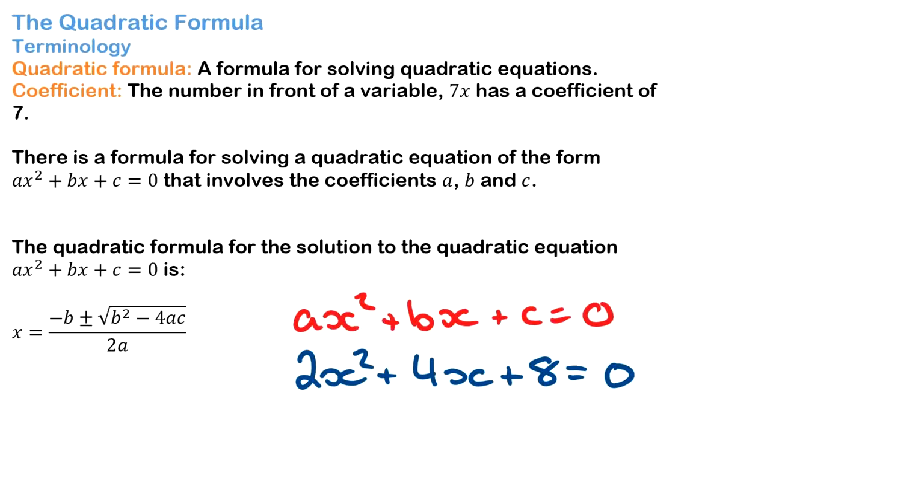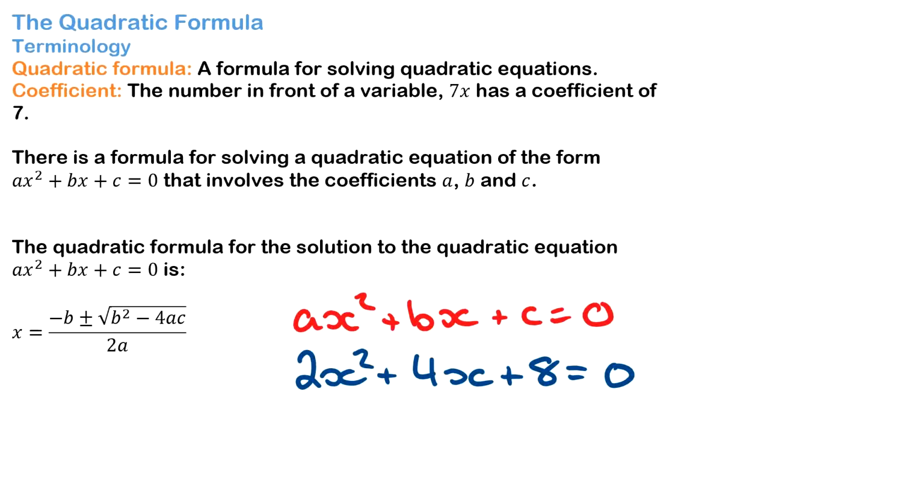In this video, we're looking at the quadratic formula. So the quadratic formula is a formula for solving quadratic equations. And another thing you might need to know is what a coefficient is. Now remember, the number in front of a variable, such as 7x, has a coefficient of 7. So it's the number out the front of a pronumeral, a variable, letter, whatever it is.